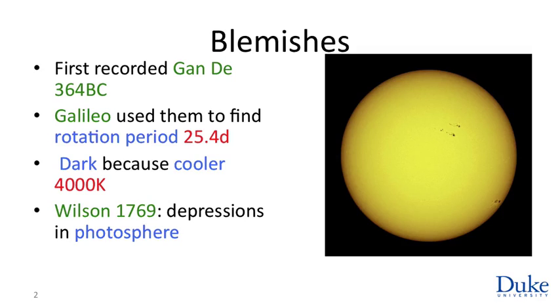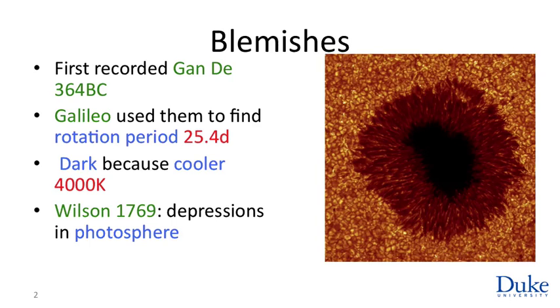And it was the observation of Wilson in 1769 that, by watching the behavior of sunspots as they approach the edge of the visible disk of the sun, they're in fact depressions in the solar surface. This is what a sunspot looks like when magnified. This is an Earth-like region which is cooler than the surrounding.